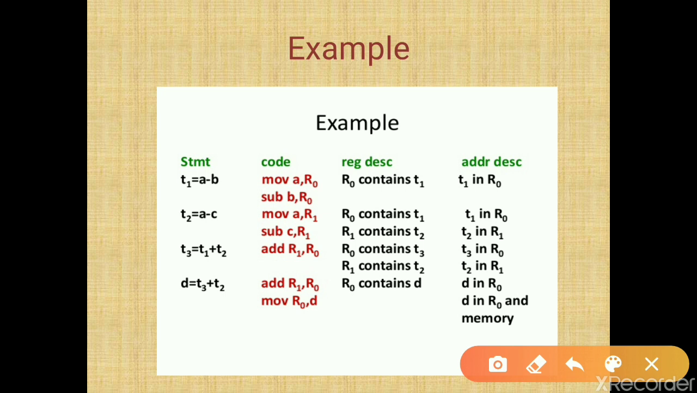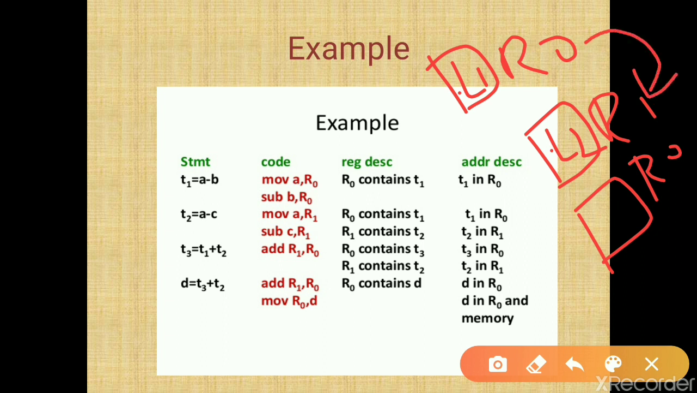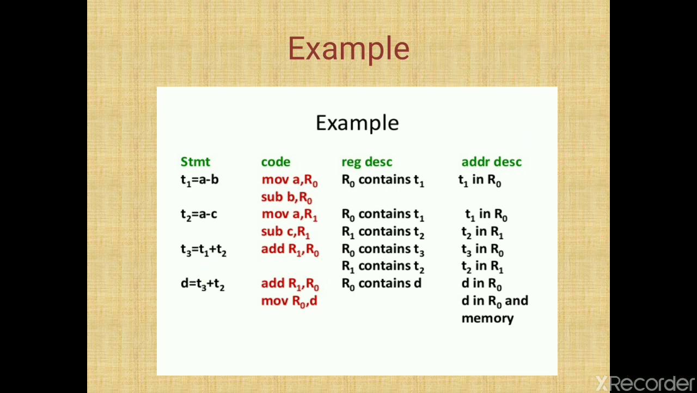What is the next step? Here R0 contains T1 and R1 contains T2. Again what I am doing: add R1 comma R0. So I will add these two and the result will be stored inside R0. What will be the result? The result is T3. After adding T1 plus T2, the result is stored inside R0, that is T3, T1 plus T2. Next I want to do the summation of T3 and T2 and store it inside D.